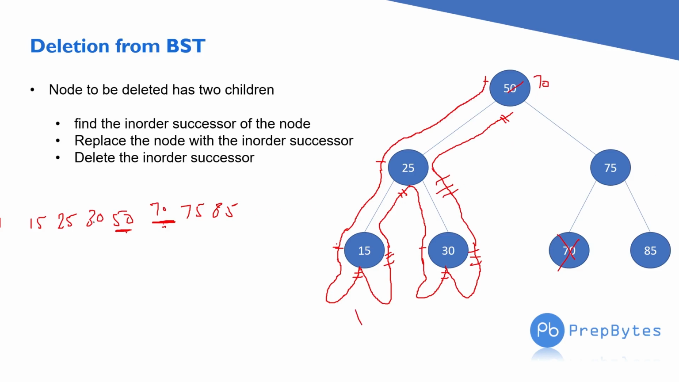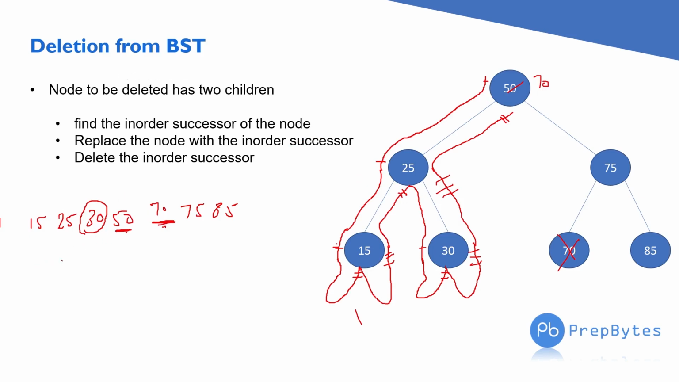Also, what you can do is find the pre-order predecessor. So 30 can also replace 50. If I replace 50 with 30, just delete 30 from here. As you can see, all these values are lesser than 30 and all these values are greater than 30. So no problem here also. So either use 30 or 70, the in-order predecessor or in-order successor.